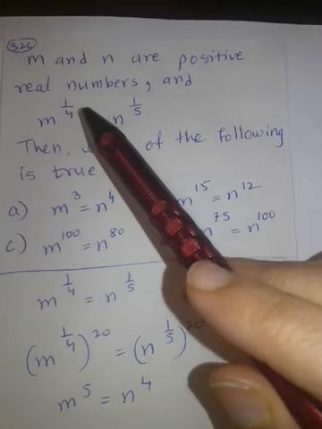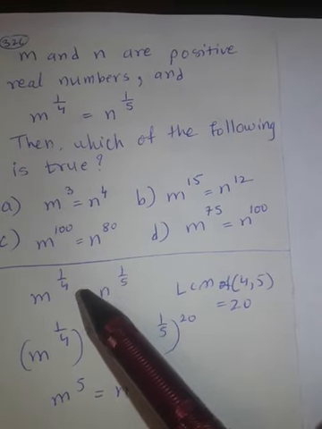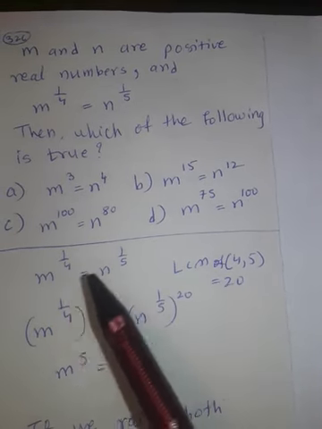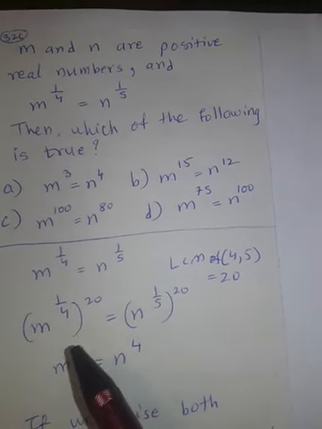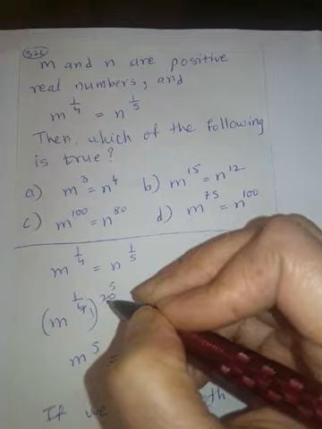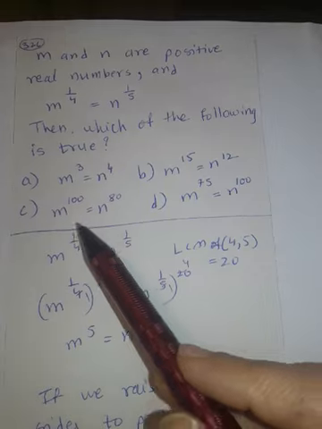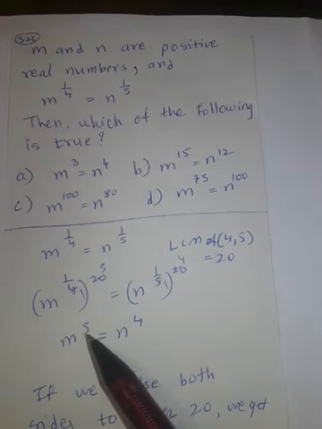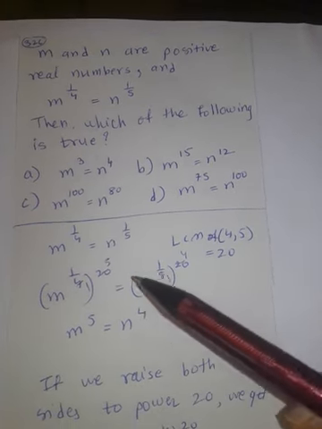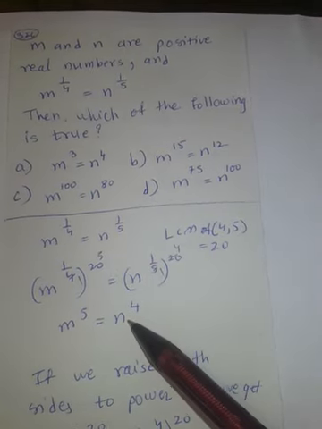First step: the given expression is m raised to 1 by 4 is equal to n raised to 1 by 5. So I'm going to take the LCM of 4 and 5, which is 20, and then raise both sides to the power of 20, with which I get m raised to 5 and n raised to 4. So with the help of this expression, my conclusion is m raised to 5 is equal to n raised to 4. And now it will be very easy for me to compare A, B, C, D with this expression.